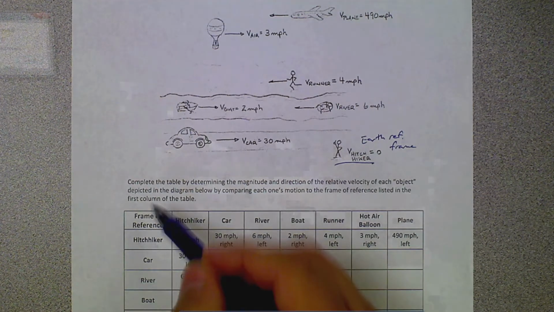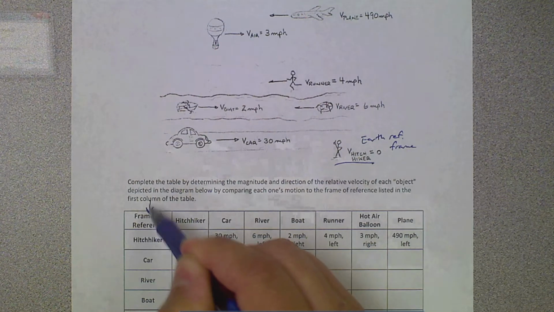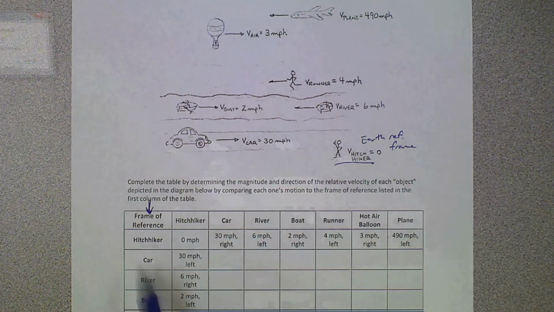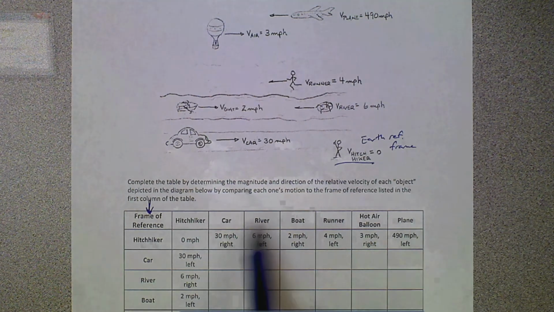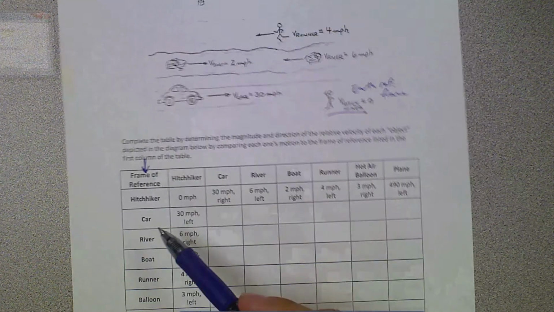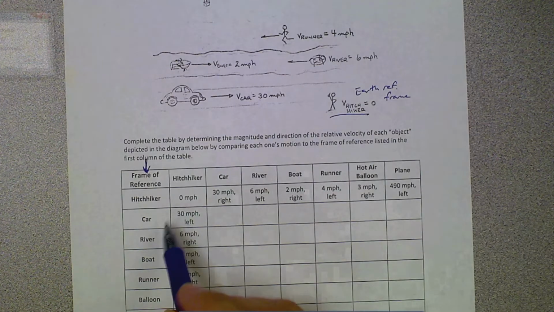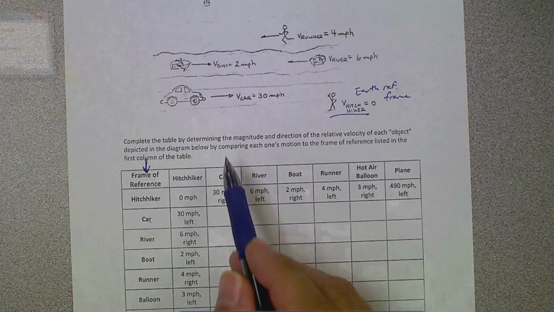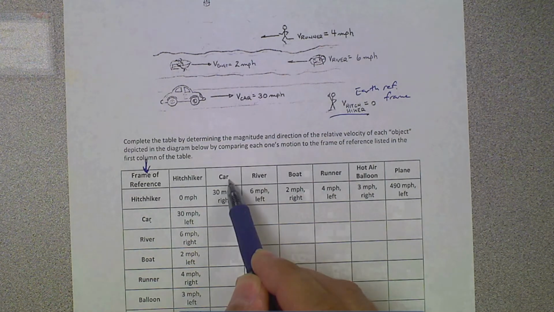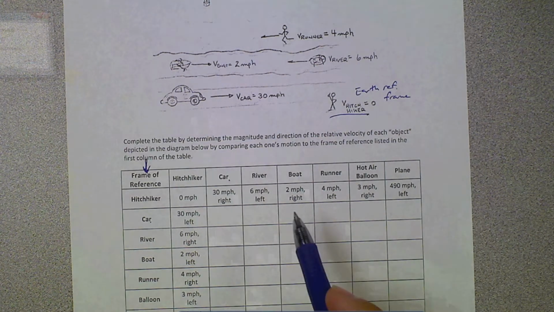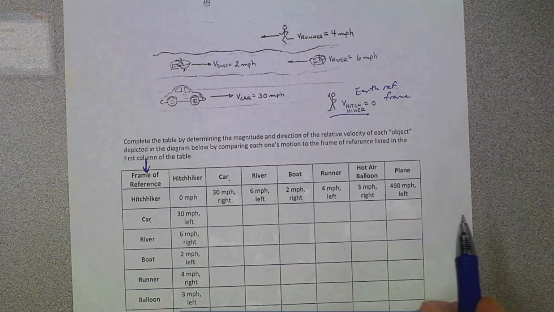Okay, so first off, when you go fill these in, this is the frame of reference that you're going to be in, right here, this column. So you're going to be in the car, you're going to be on the river, you're going to be in the boat. And these are the things you're looking at from this frame of reference. All right, so if you're in the car and you're looking at another person in the car, you see each other going 0 meters per second because you're both in the same frame of reference.